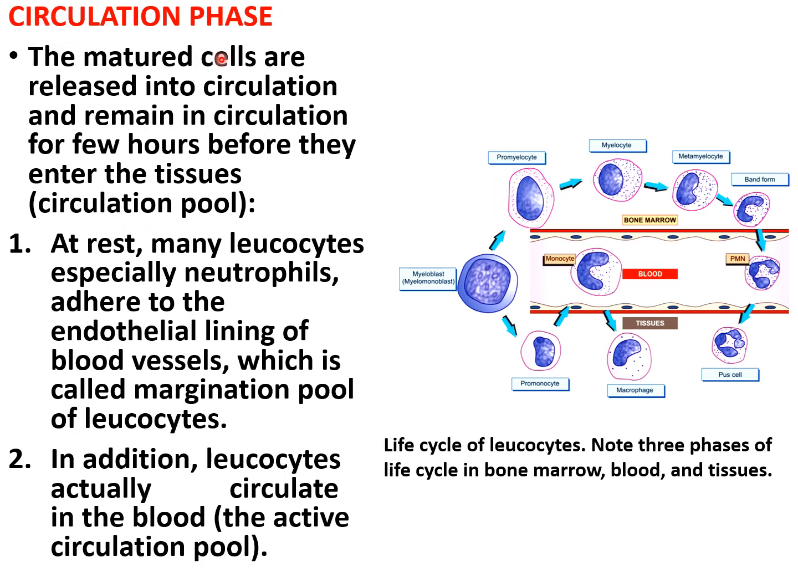Then circulation phase. The mature cells are released into the circulation and remain in the circulation for a few hours before they enter into the tissue. That is a circulation pool. At rest, many leukocytes, especially the neutrophils, adhere to the endothelial lining of the blood vessels, which is known as the margination pool of leukocytes. In addition, the leukocytes actually circulate in the blood. That is an active circulation pool.